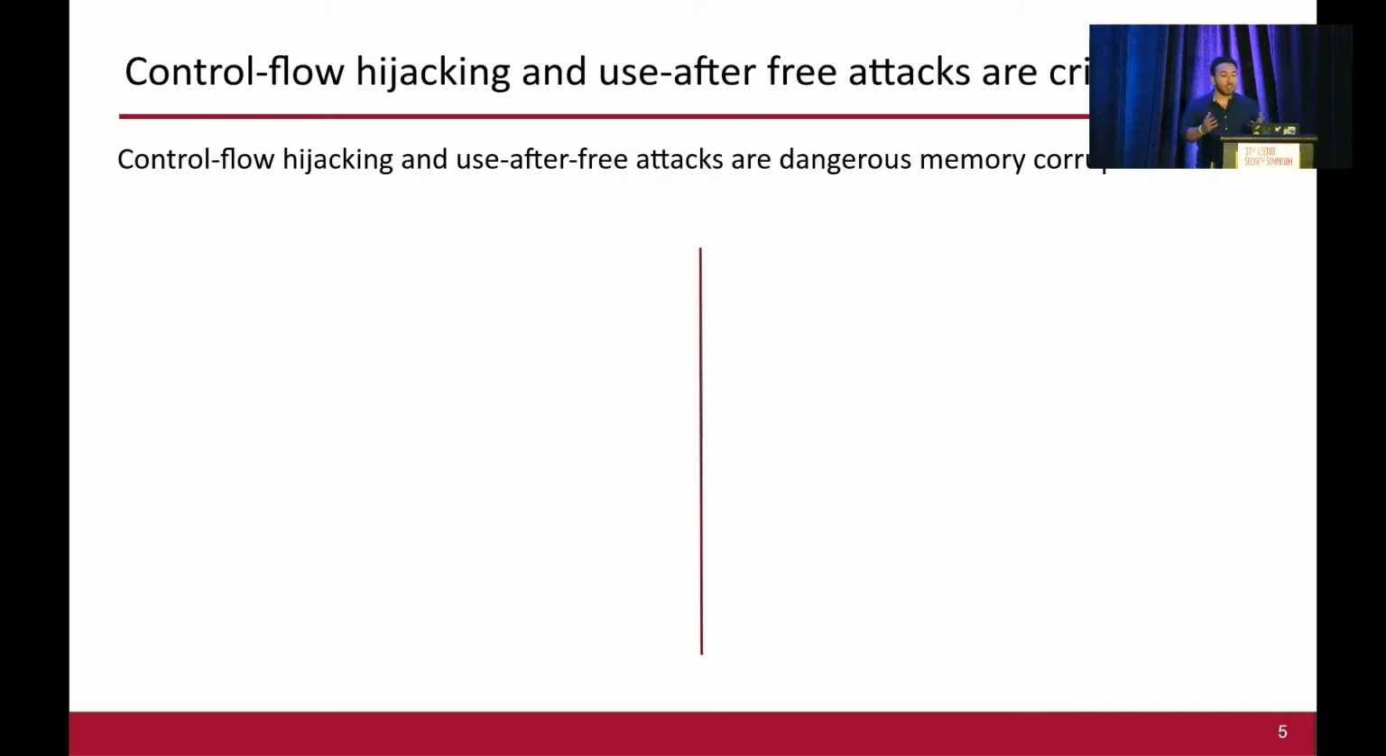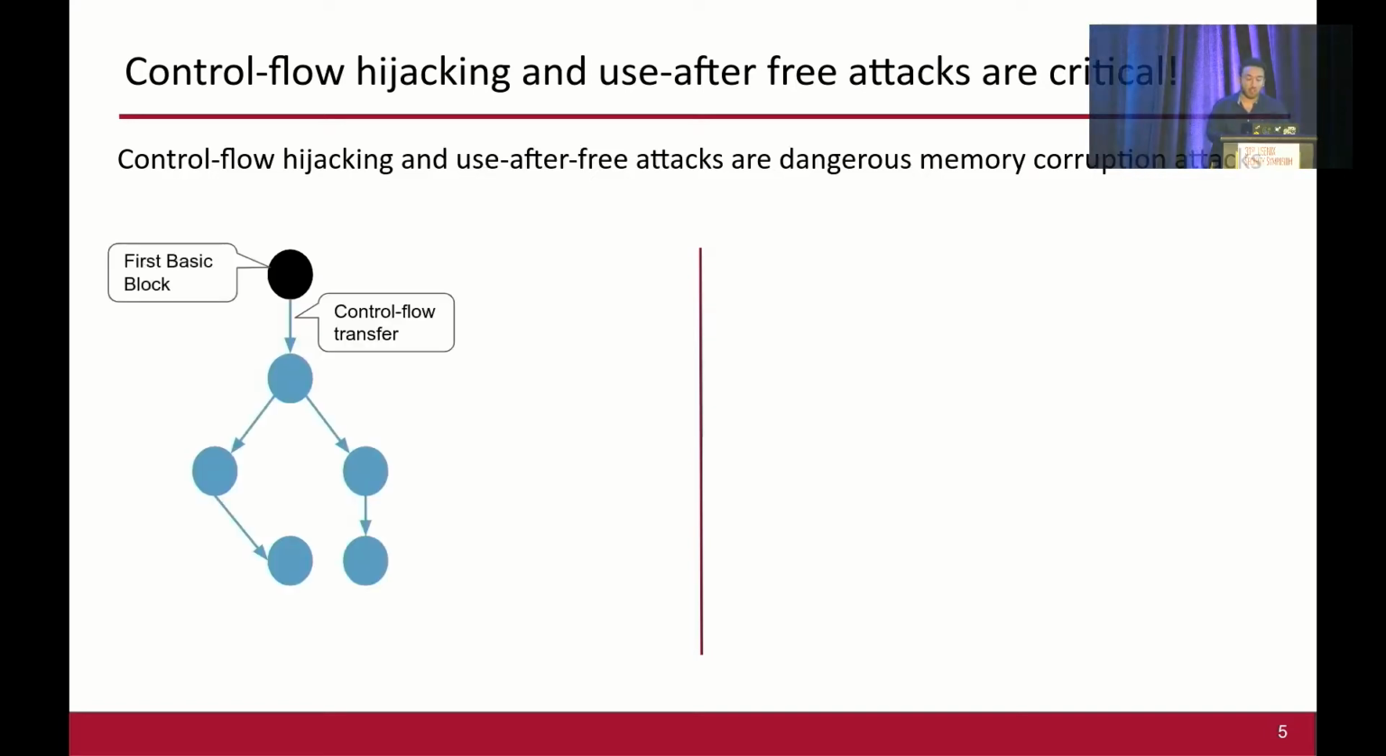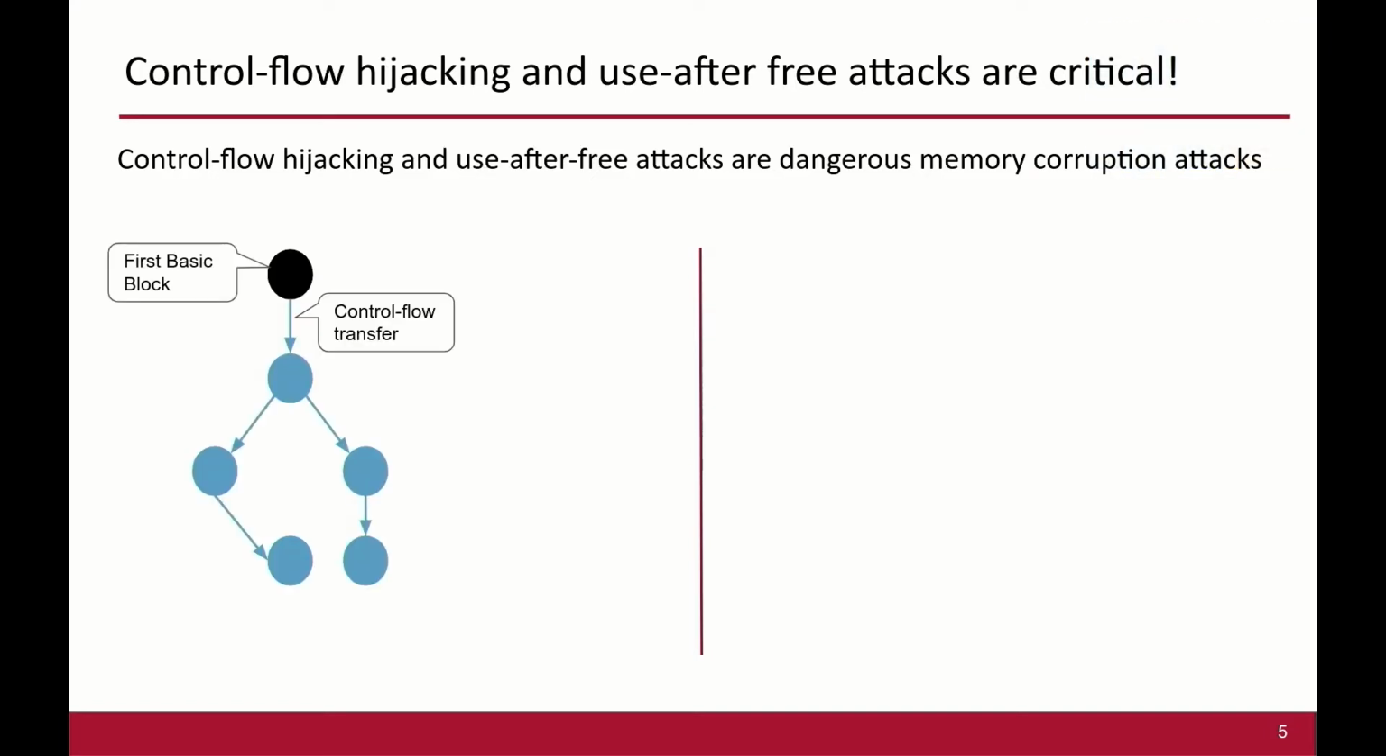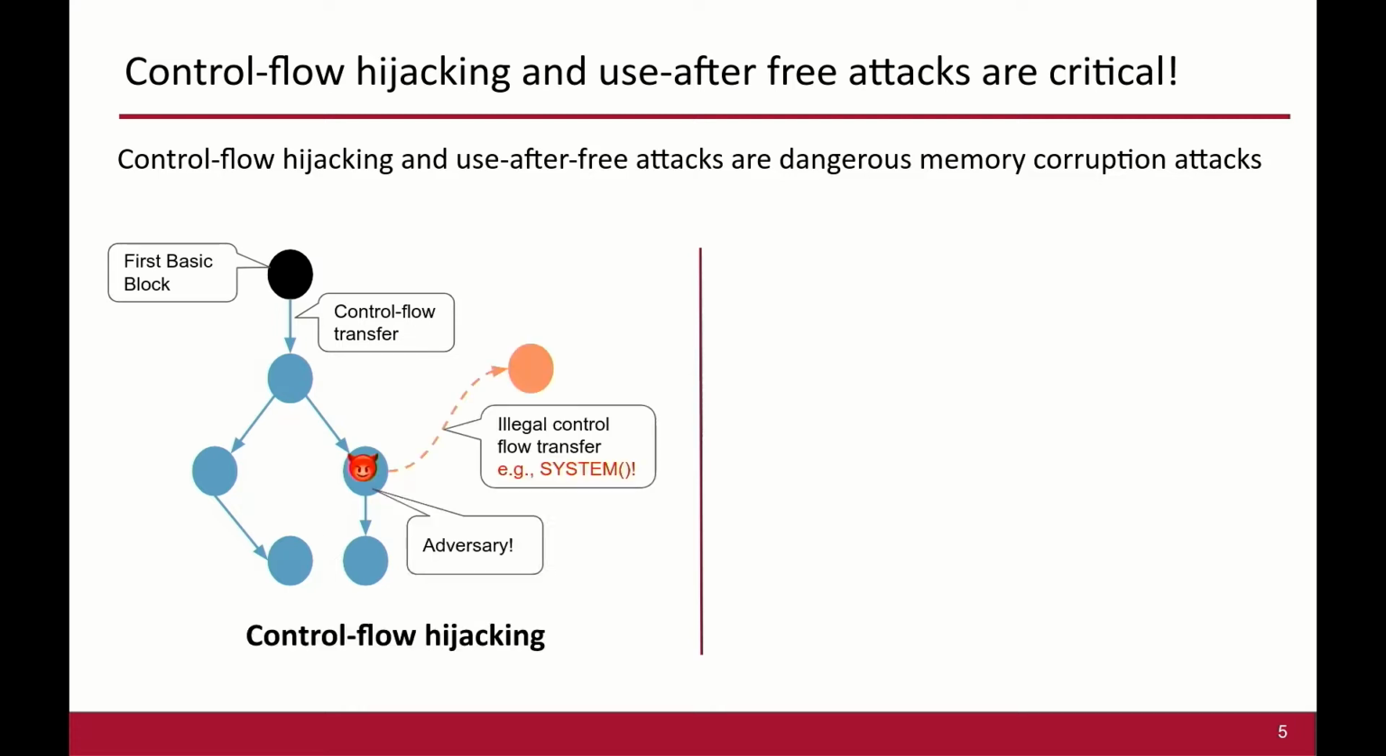Here I will introduce two attacks based on violating memory safety: control flow hijacking and use after free attacks. Control flow hijacking attacks aim to maliciously change the legitimate control flow of a program. And this can be done either by corrupting indirect calls or jumps, or corrupting return addresses. And this allows the adversary to execute an illegitimate control flow transfer that can reach, for example, a system call.